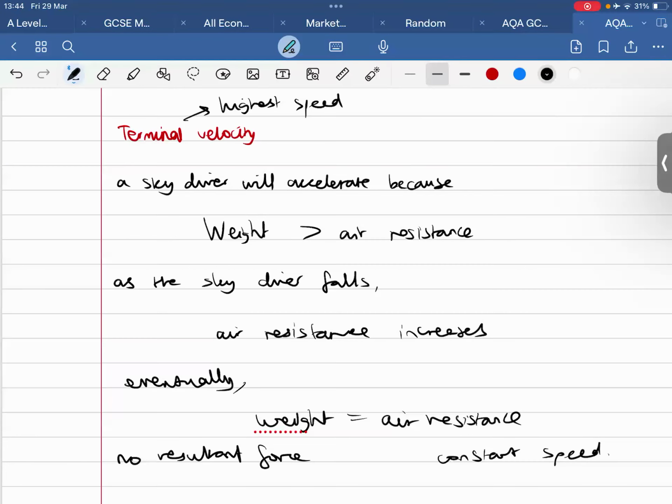Well, a specific car or a specific skydiver will have its terminal velocity set. But if you wanted a different car with a different terminal velocity, you could give it a bigger engine force, or you could change its shape so that it has less air resistance, or change its tires so it has less friction.